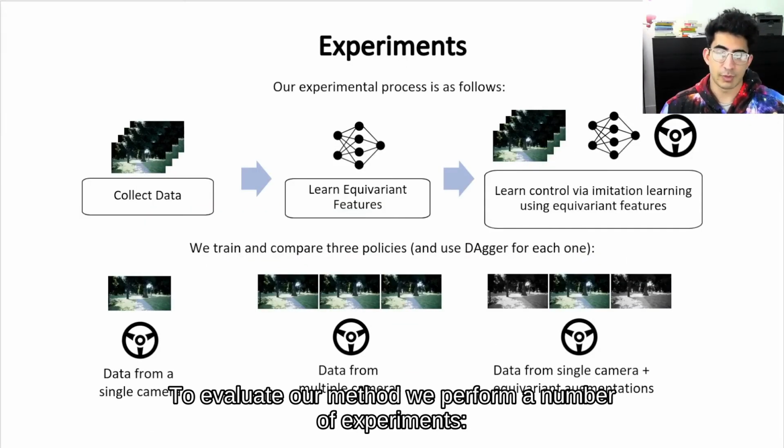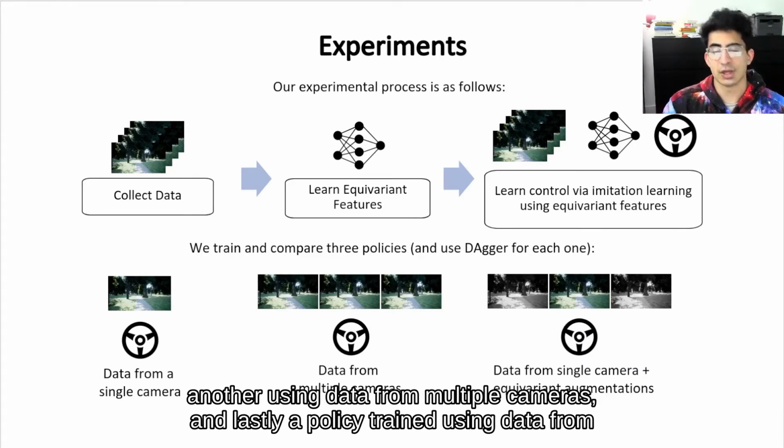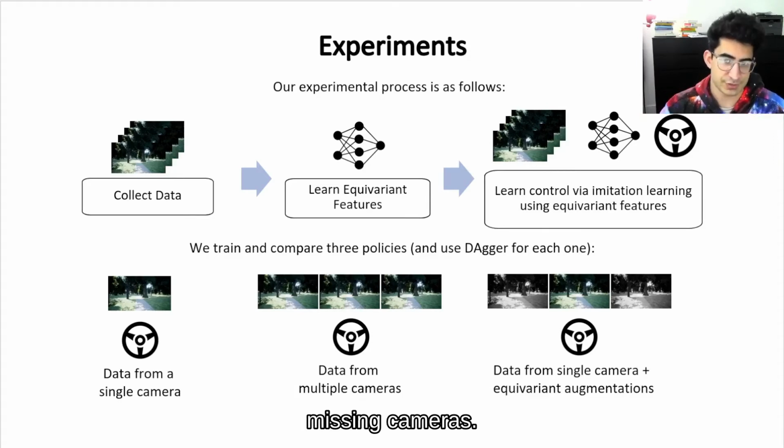To evaluate our method, we perform a number of experiments. In each of them, we train 3 policies, one using data from just a single camera, another using data from multiple cameras, and lastly, a policy trained using data from just a single camera, but augmented with our predicted embeddings to compensate for the missing cameras.